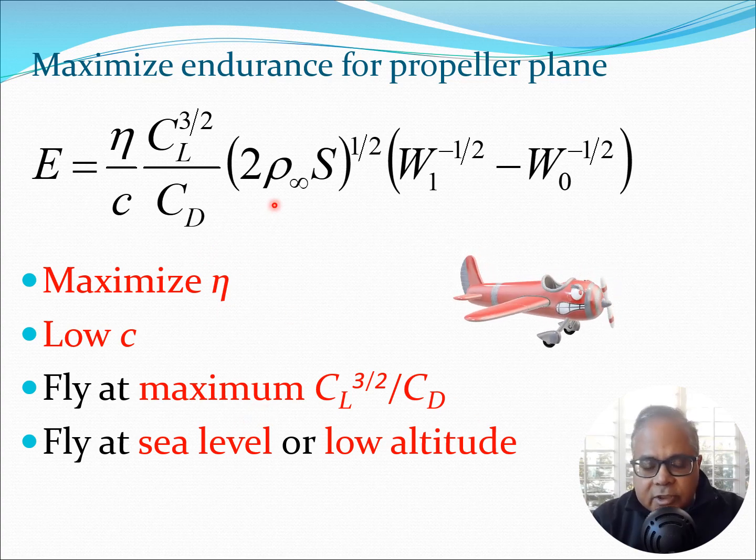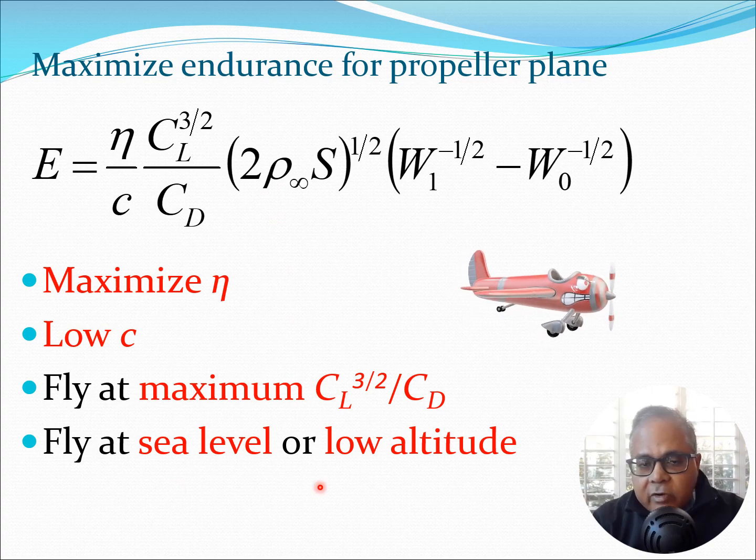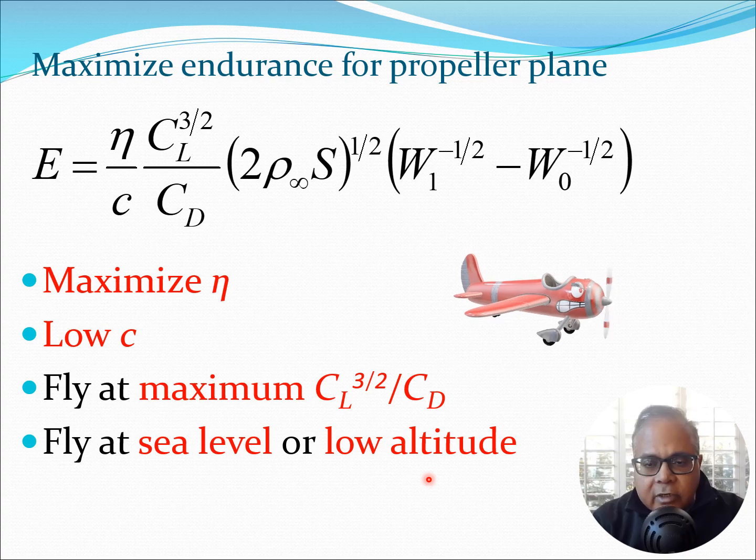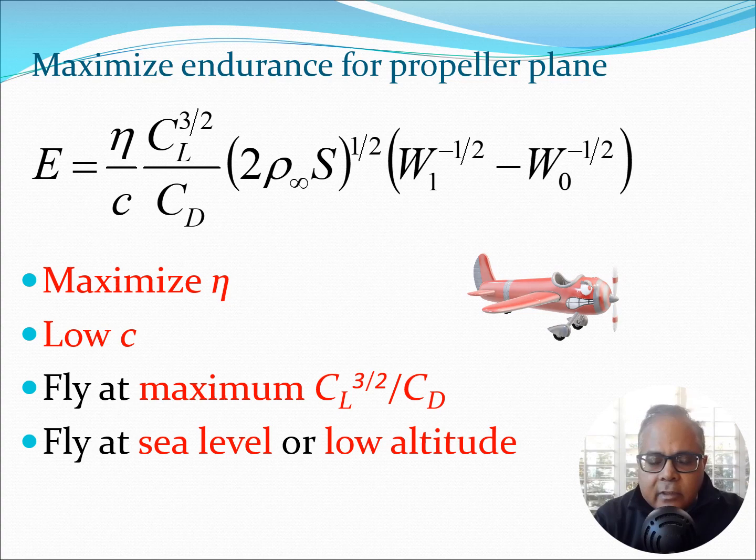Also we see that density has come up in this equation for endurance. So essentially the density should be as high as possible, and that is the case when you are at sea level or at a very low altitude, because remember from standard atmosphere that as you go high up, the density will come down. And so these are the basic parameters here, and we are going to look at the weight in the next slide.